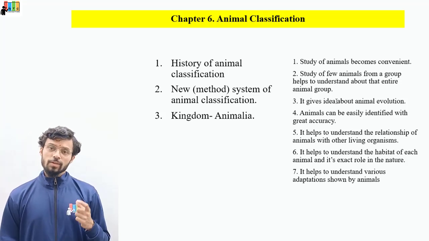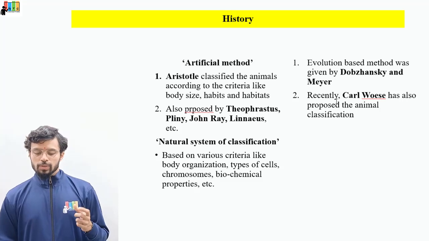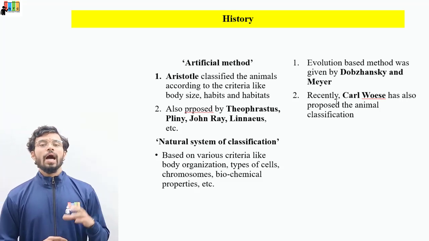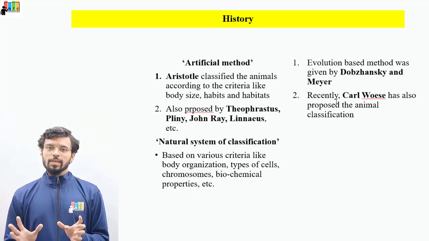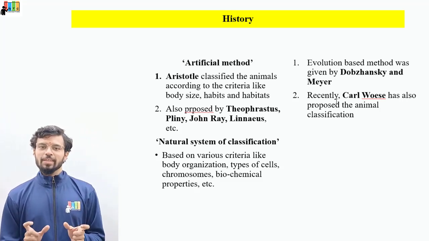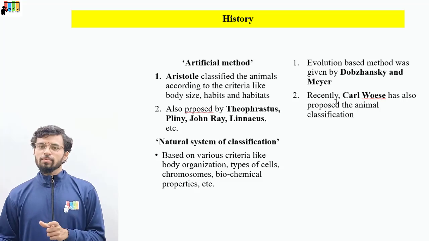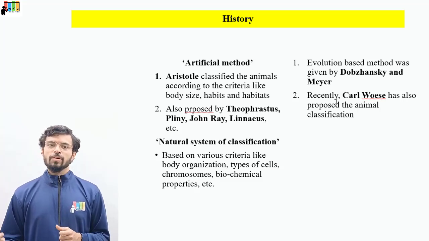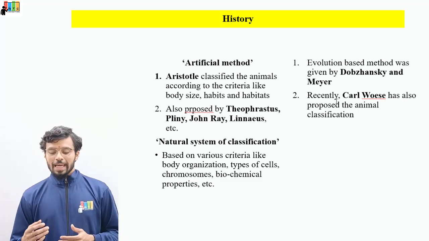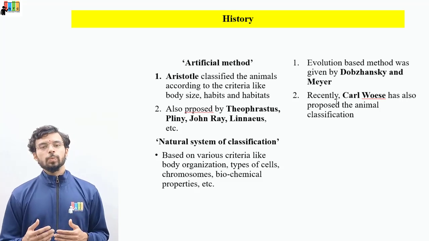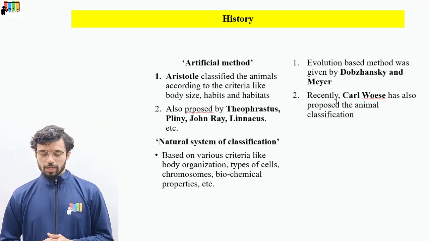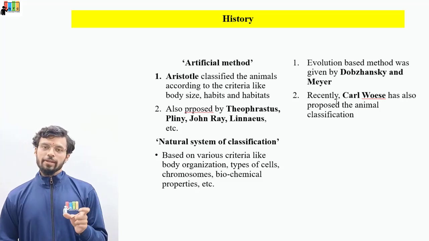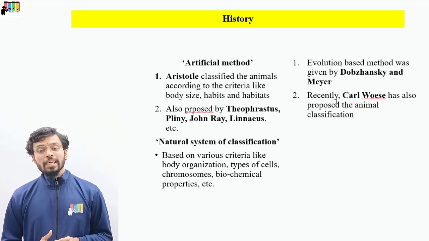So now, without wasting much time, let us come to the first topic, that is your history of animal classification. Who began it? Why was it needed? So first was the artificial method of classification. Now this name is slightly contradictory. You might feel artificial means something related to AI or it must have come recently, but that's not the case. It was very superficial, so it was termed as artificial system of classification, which was first begun by Aristotle, right?